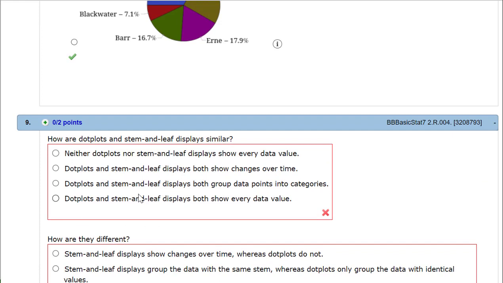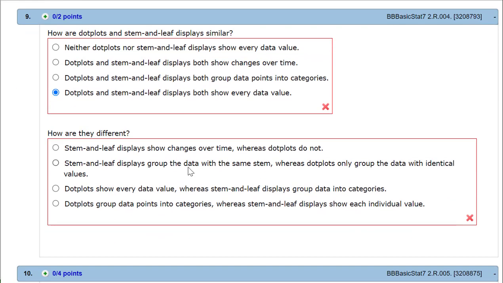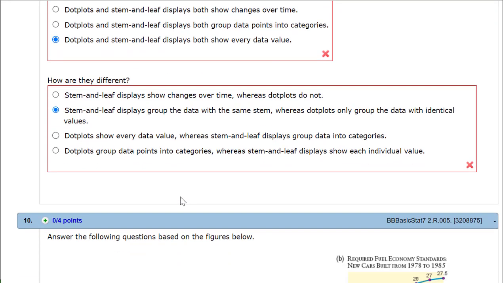All right, how are dot plots and stem and leaf displays similar? They show every data value. So that is something that they both have in common. They have nothing to do with time. And it's definitely not categorical. They're quantitative. How are they different? Stem and leaf displays group the data with the same stem, whereas dot plots only group the data with identical values. That is 100% true. Both of these show every data value. Neither one has anything to do with changes over time, and there are no categories in here.